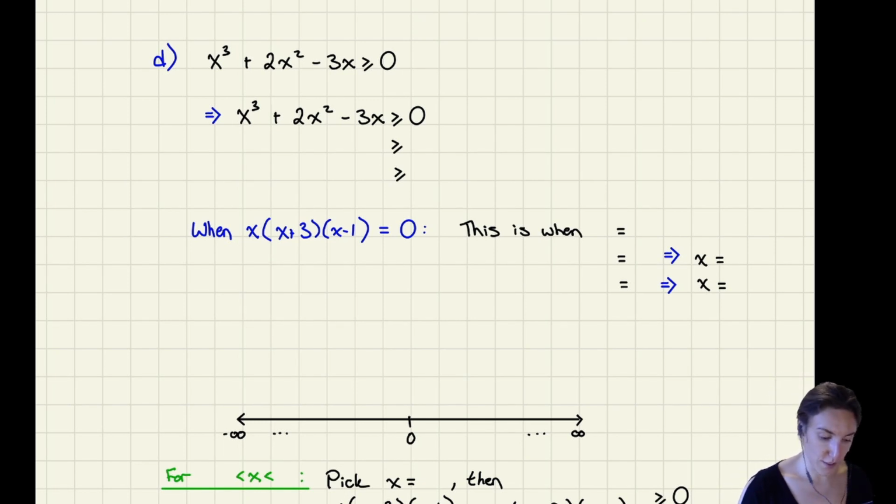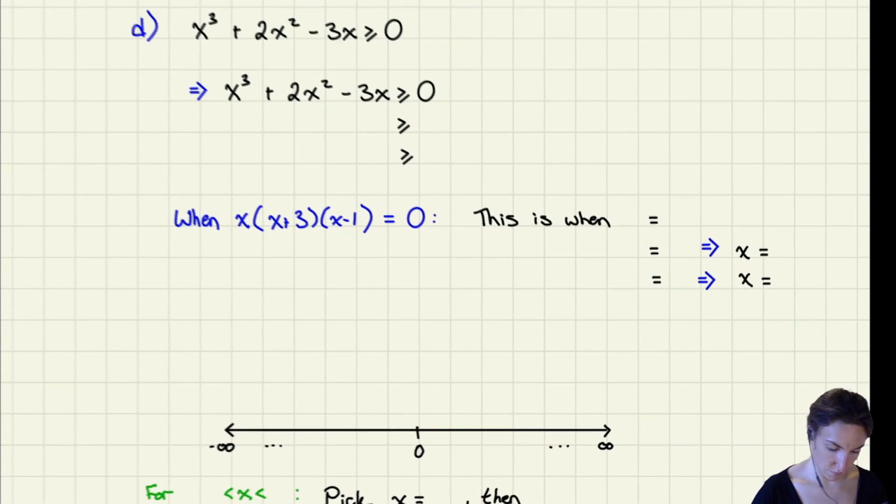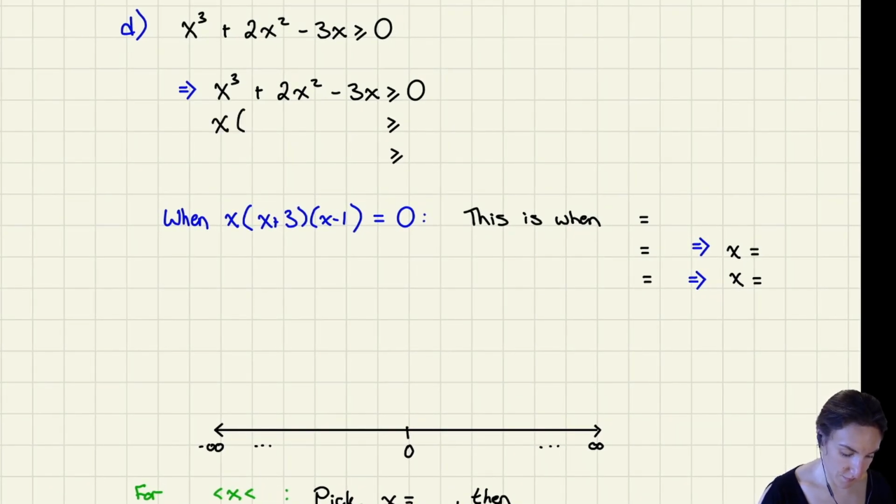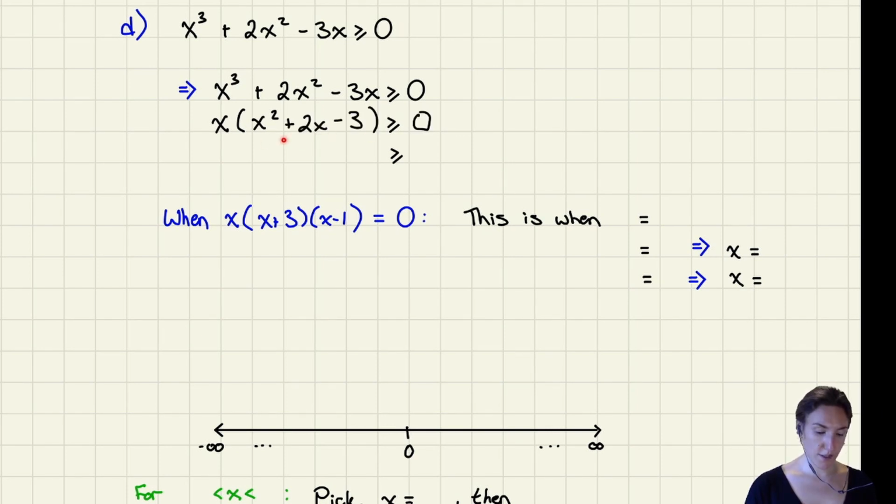Okay, so this one looks even a little bit more scary. But don't let it freak you out. Let's try to factor it. So even though there's a cubic here, we're going to take a big sigh of relief because I have an x in every single term. So I can factor an x out. Okay, so I have x squared plus 2x minus 3. Can I factor these two parts? Yes, I can.